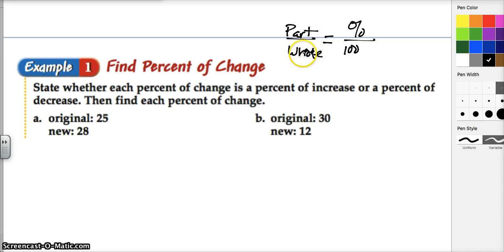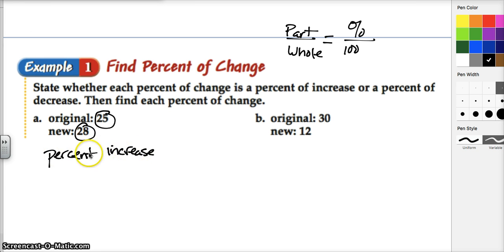Because remember, 100% is everything, the whole. And the part we're concerned about is the percentage. Remember, percentage means per 100, right? All right, so let's take a look at what's going on. State whether each percentage of change is a percent increase or decrease. If the original was 25 and the new is 28, clearly this is a percent increase.